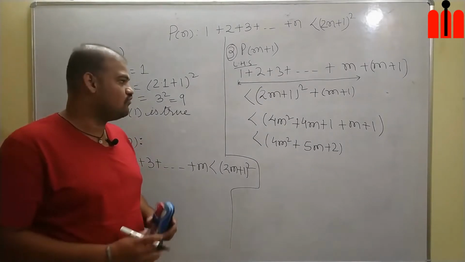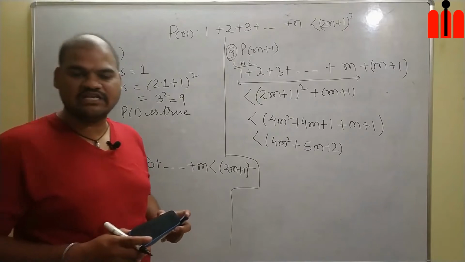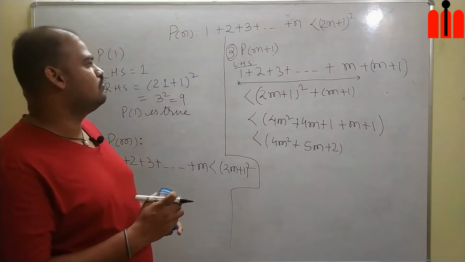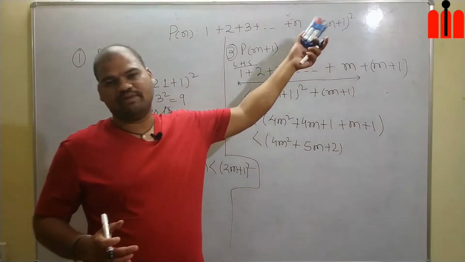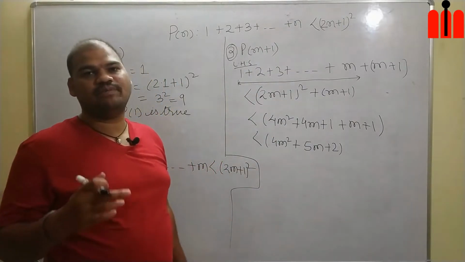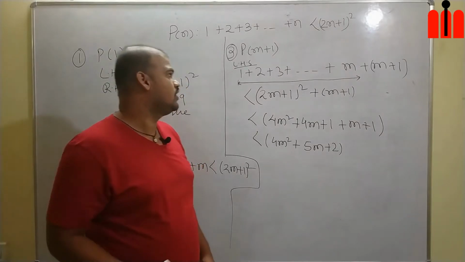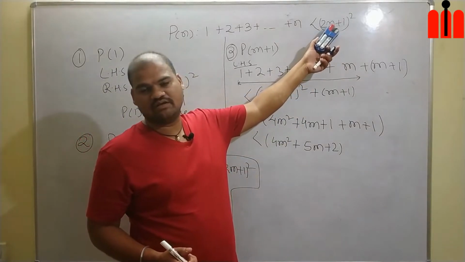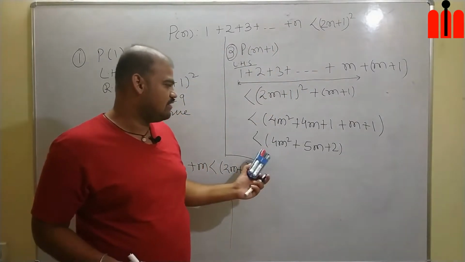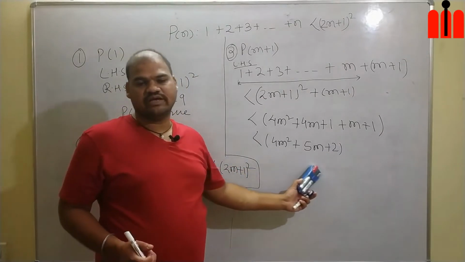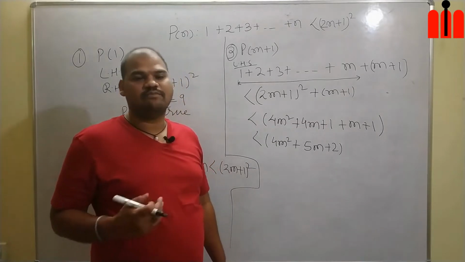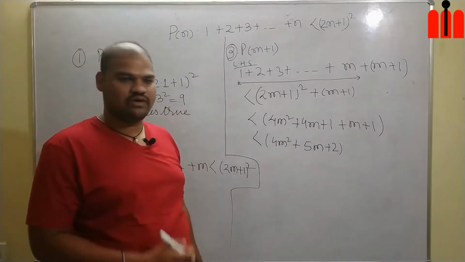After this, what we have to do? We have to first anticipate how my RHS will look for P(m+1). Once I put m plus 1 in place of n, then my P(m+1) will be (2m+3)². You just substitute n equal to m plus 1 here, then you will get (2m+3)². Now we have to arrange the terms in this 4m² plus 5m plus 2 such that we come up with (2m+3)².